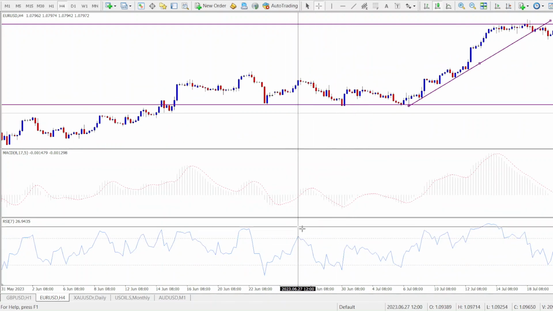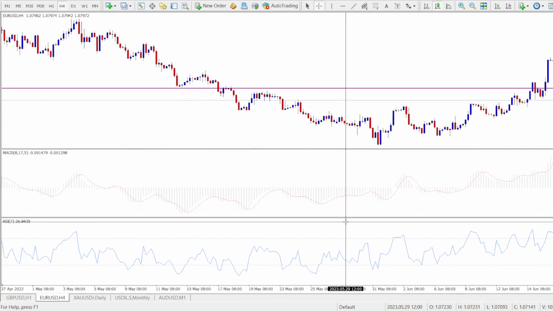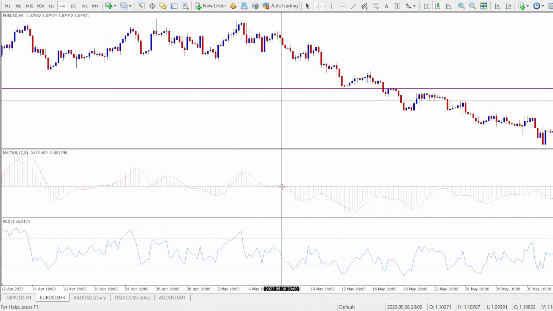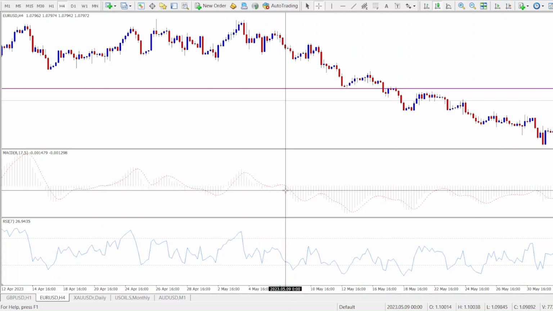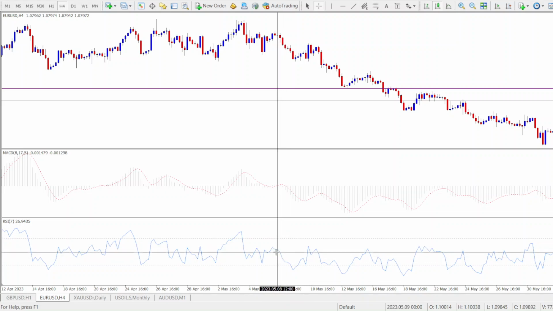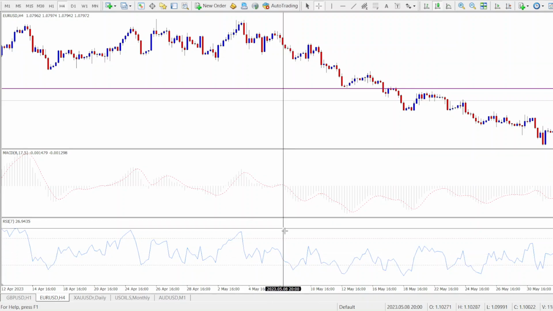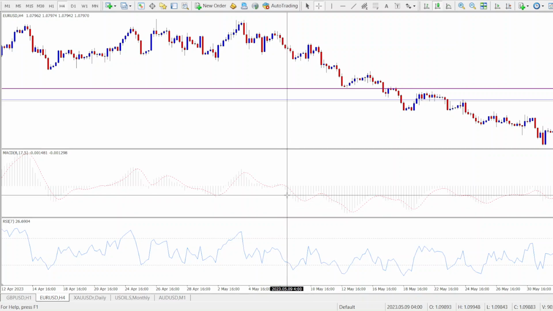However, let's look for another situation whereby we had a confirmation. Okay, we can see that in this case, we had the MACD give us a sell signal, and the RSI confirmed it because it was trending downwards and it was not yet in the oversold. Okay, so that would have served as additional confirmation for the sell.